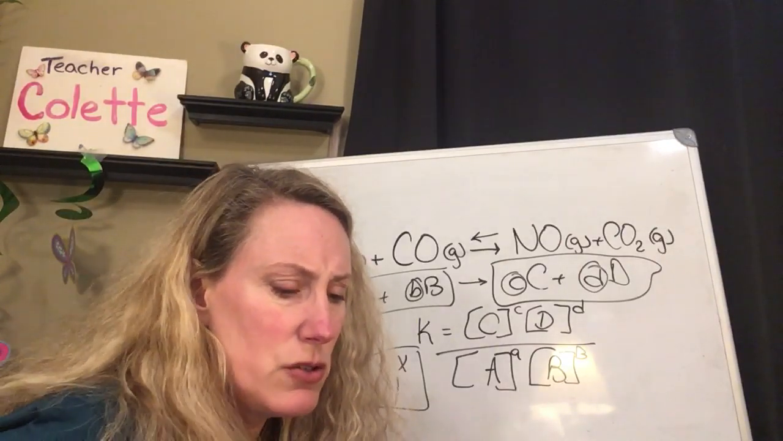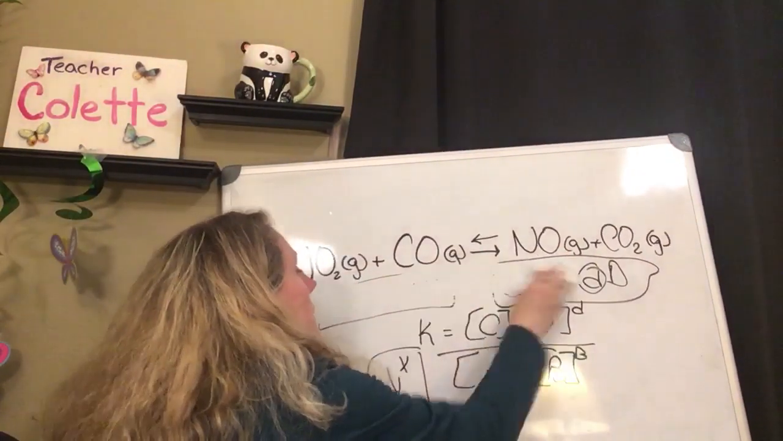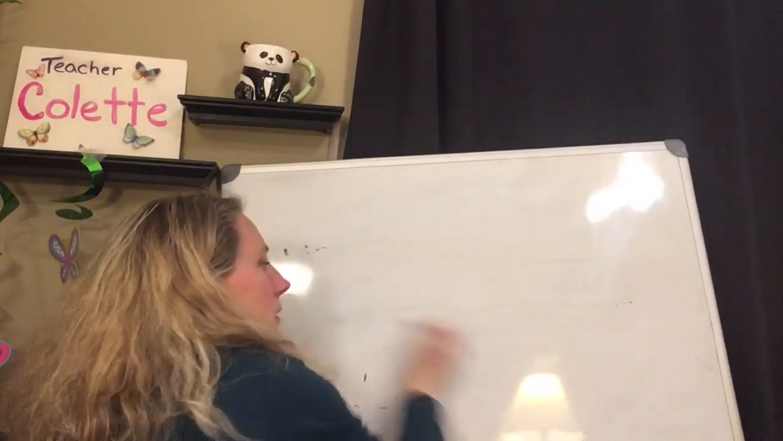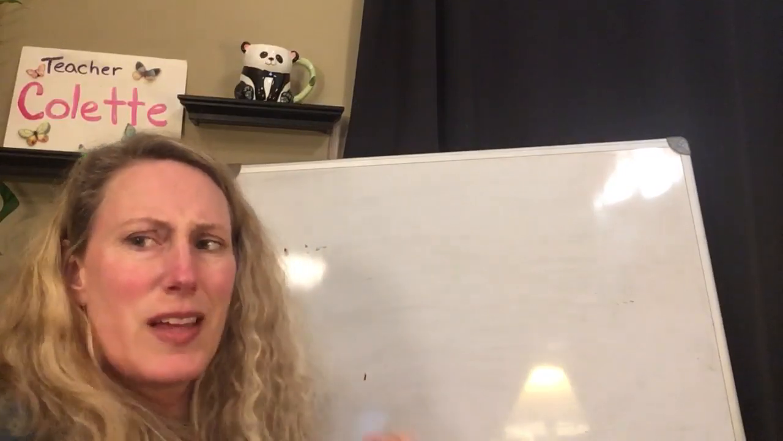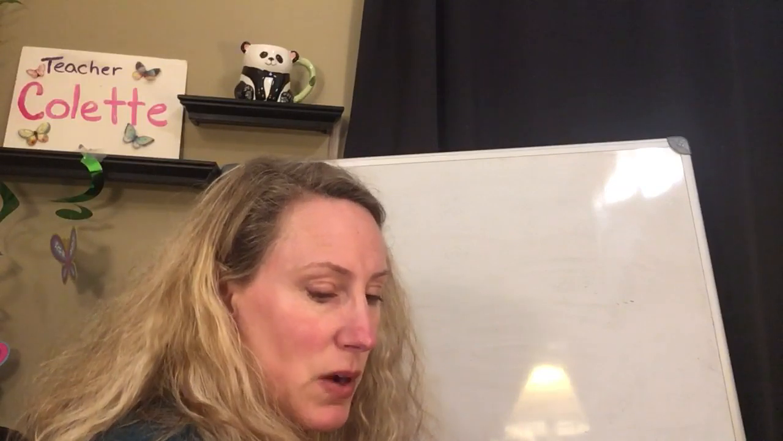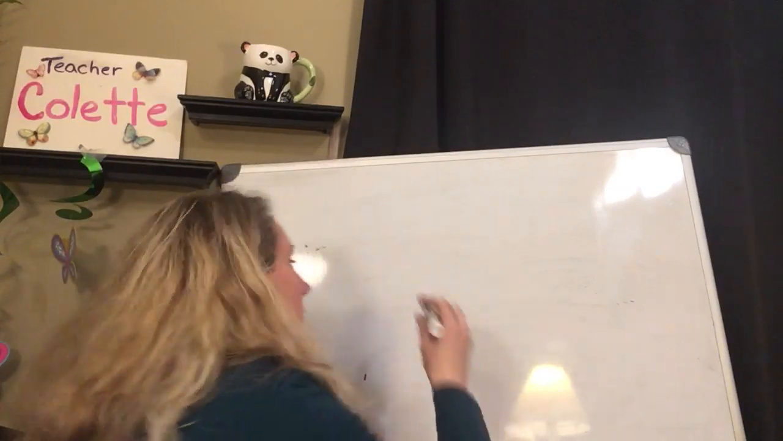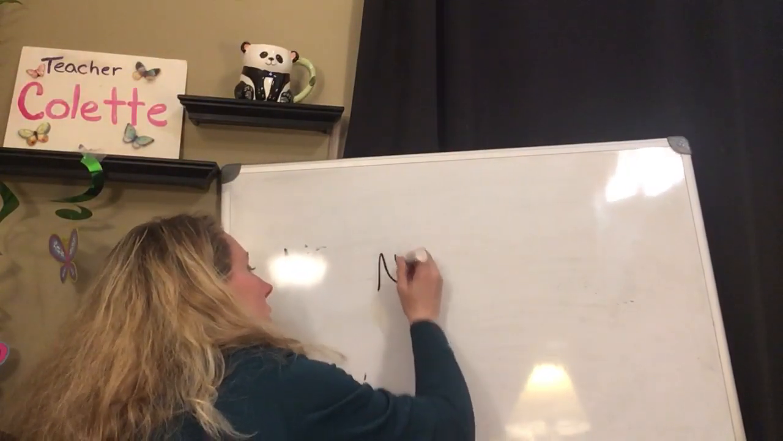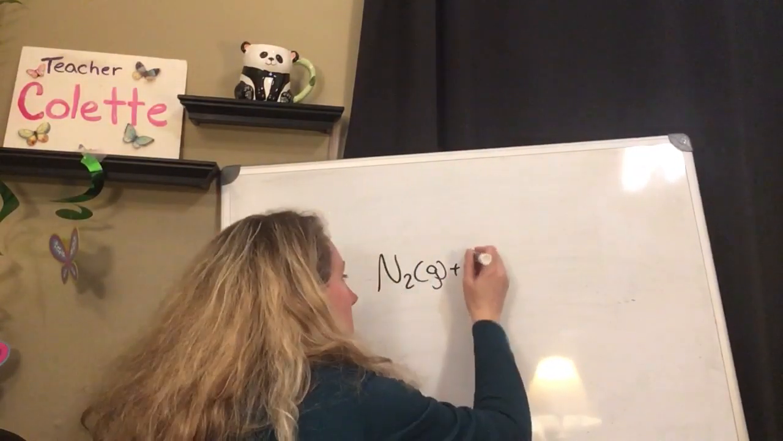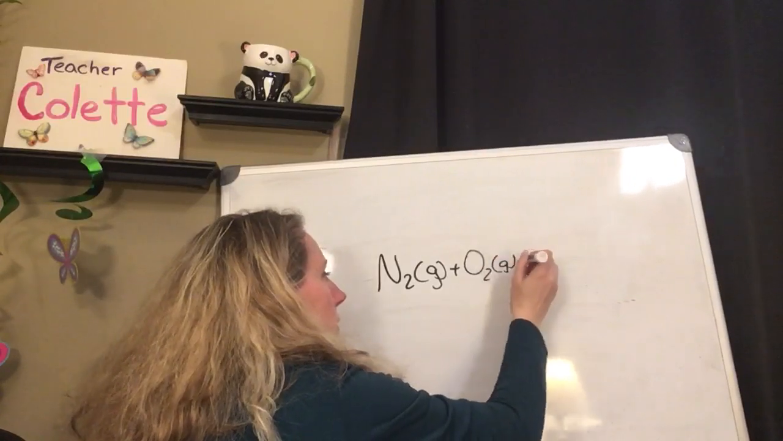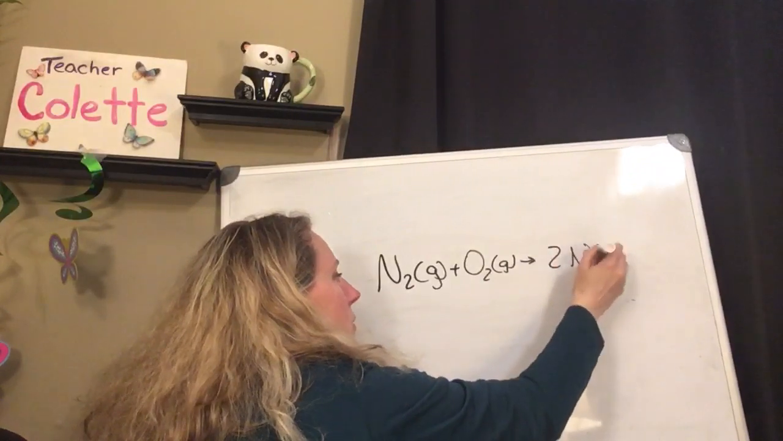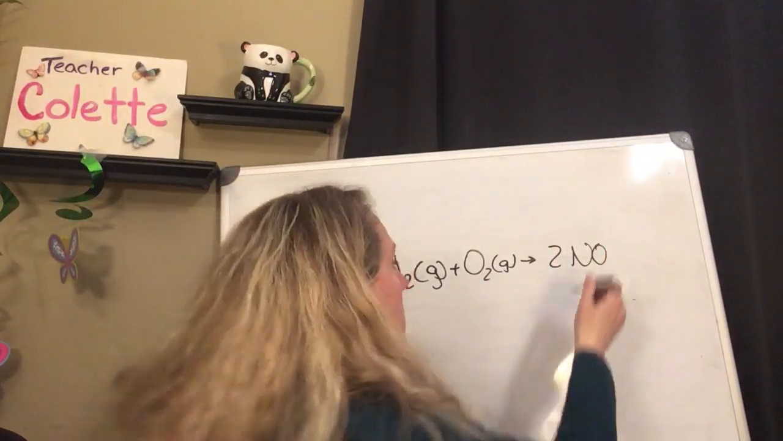All right, so let's do example 15.1, on page 496. We have N2 gas plus O2 gas turns into 2NO, and that's a gas.